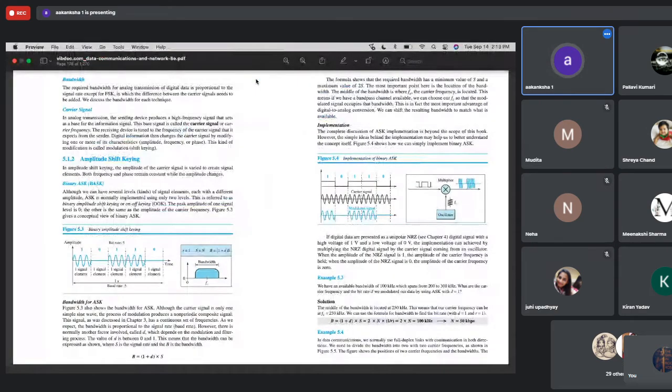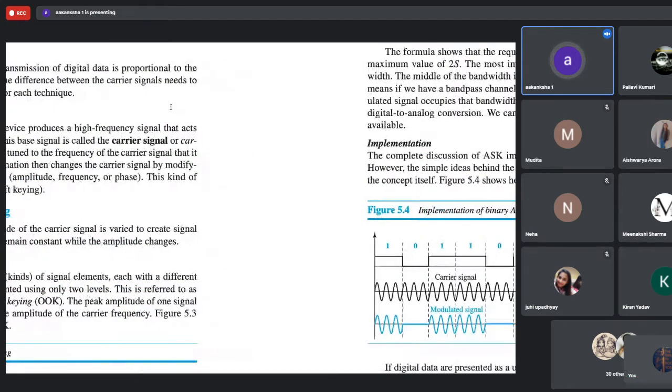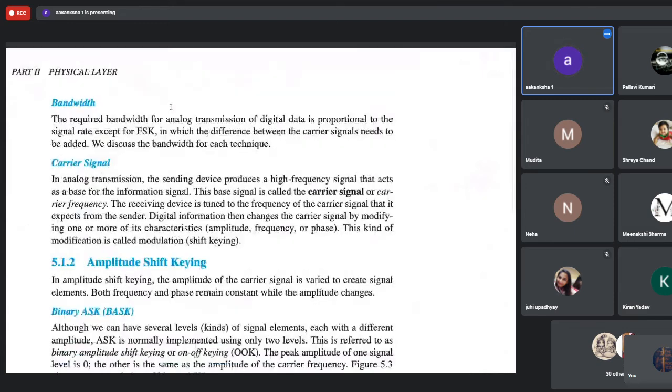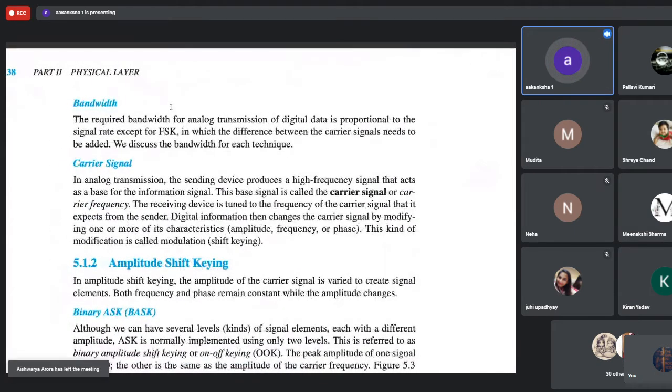So next is bandwidth. So once we have discussed how we will do this, we'll discuss the bandwidth constraints for these types of analog transmission. So the required bandwidth for analog transmission of digital data is proportional to the signal rate except for FSK. So when we are doing amplitude modulation, if we leave the frequency shift keying technique, the bandwidth for these types of transmission, analog transmission of digital data, is proportional to the signal rate.